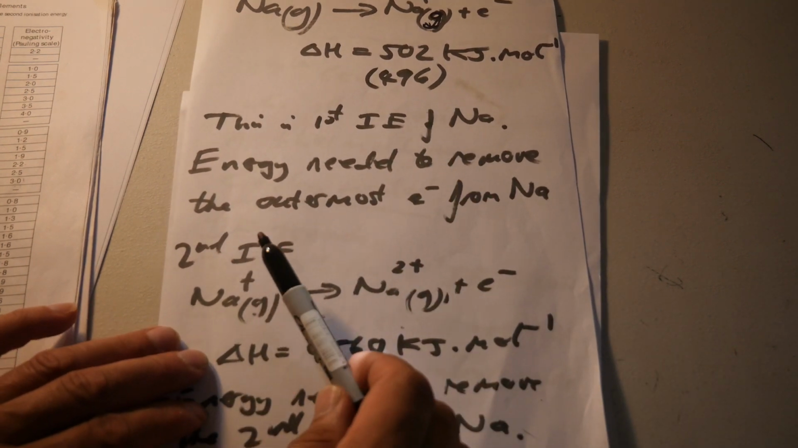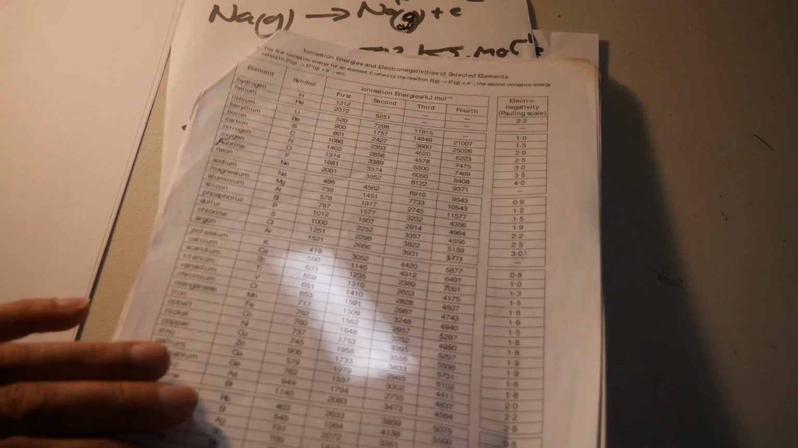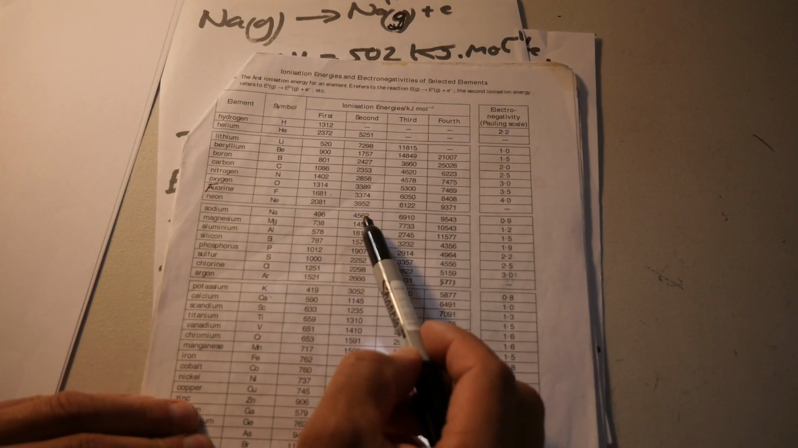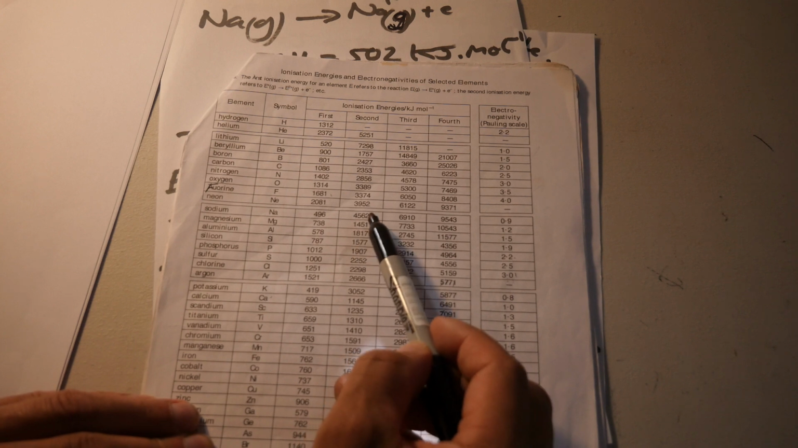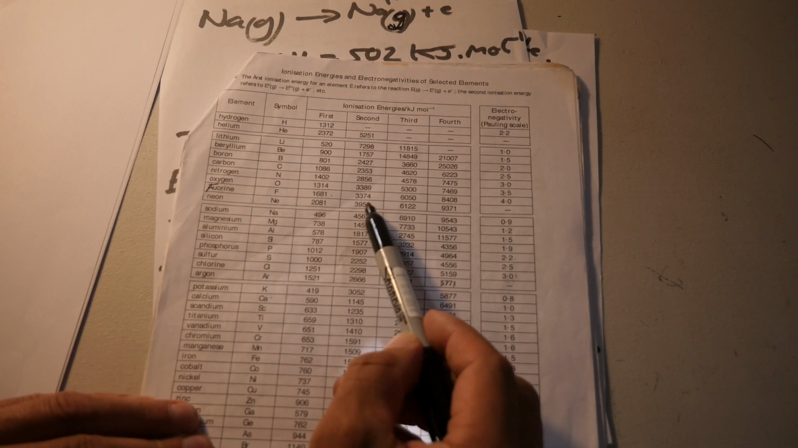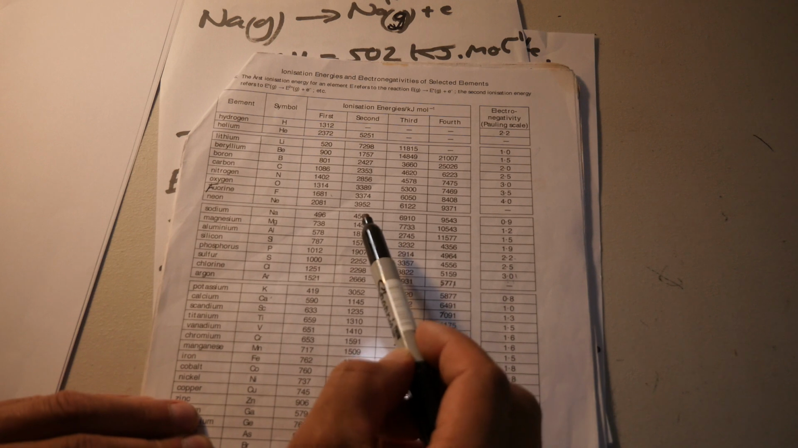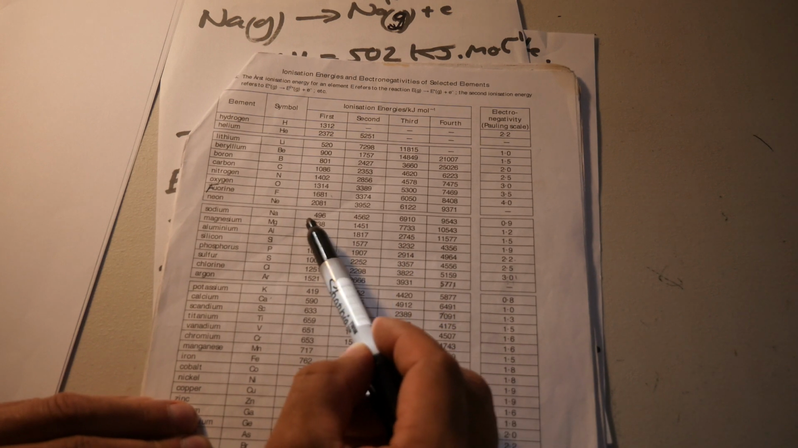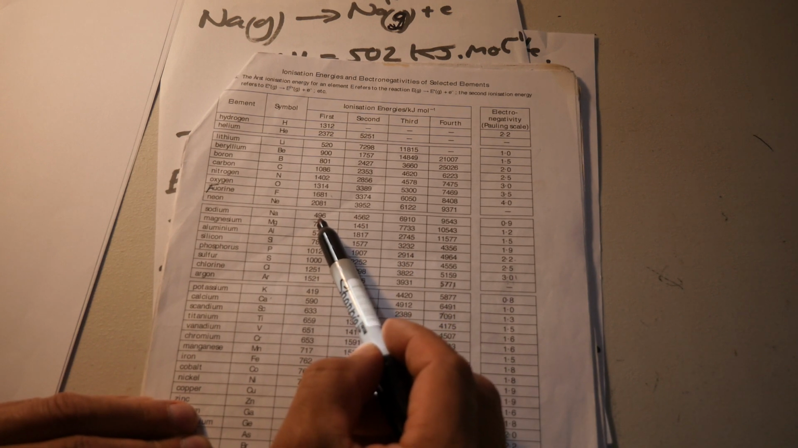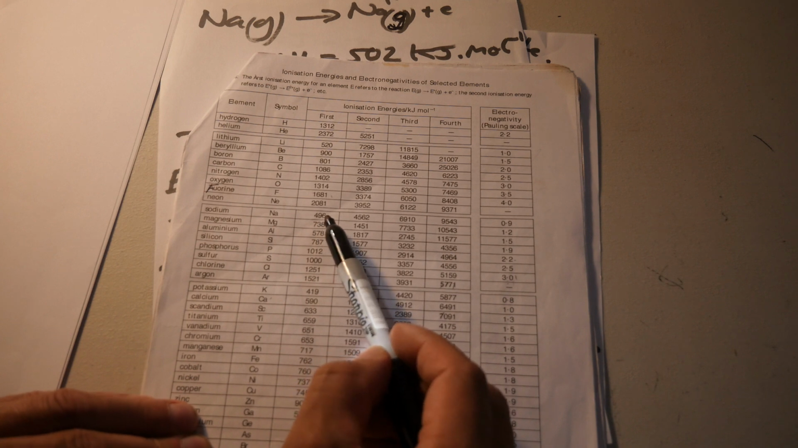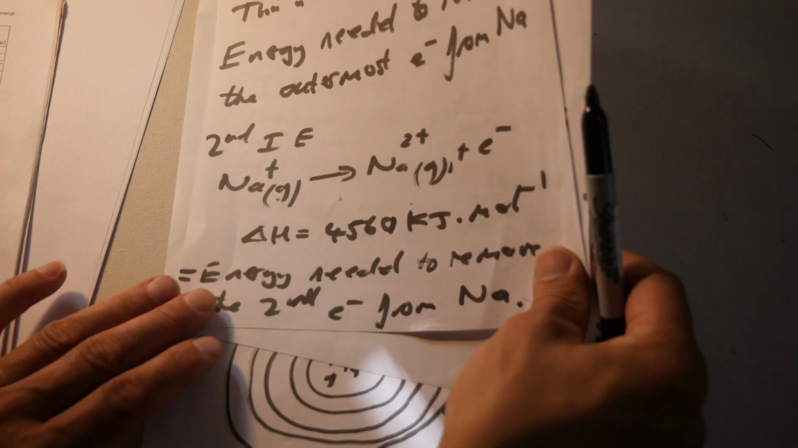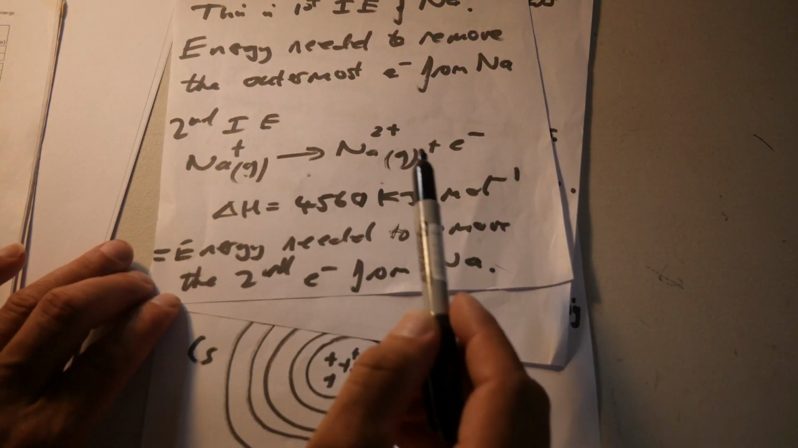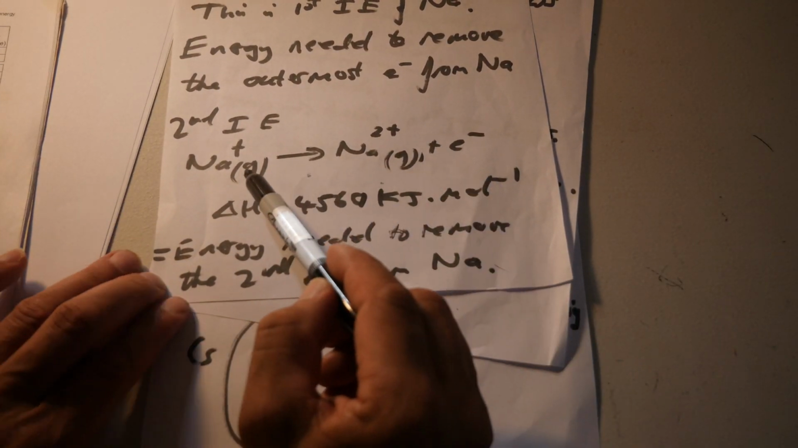The second ionization energy for sodium is 4,562 roughly. In this data table it's 4,562. It's about 8 times, 9 times that value. So that's the energy needed to remove the second electron from sodium.